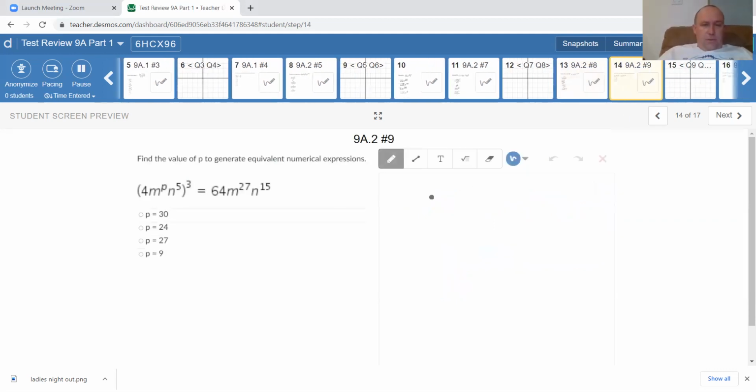All right, question 9, almost at the end here. So some of these have already been worked out. So 4 cubed, they've already got 64. N to the power of 5 and 3, 5 times 3 is 15. They've already worked that out. They haven't worked out this one here, though, with the m.